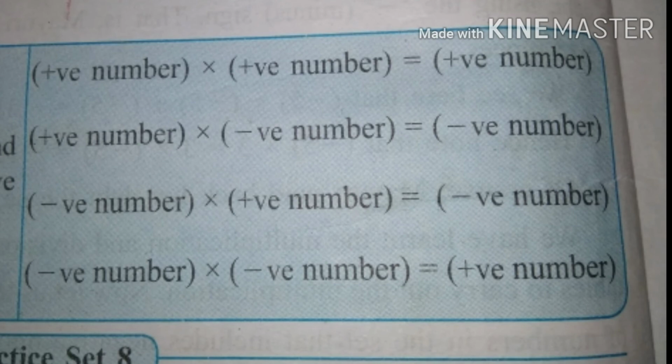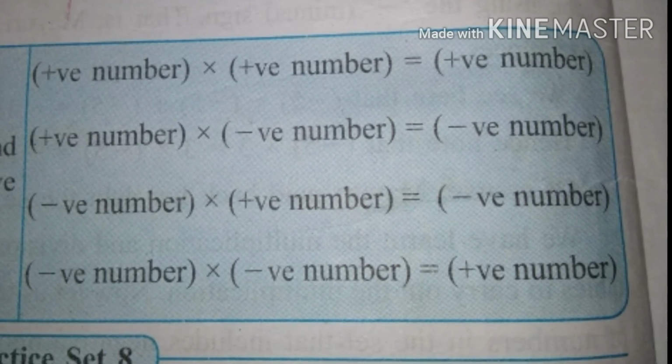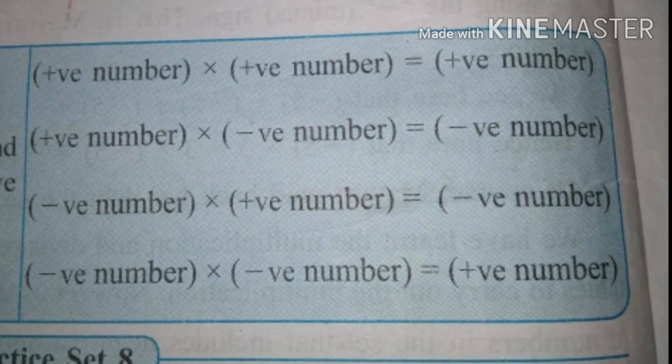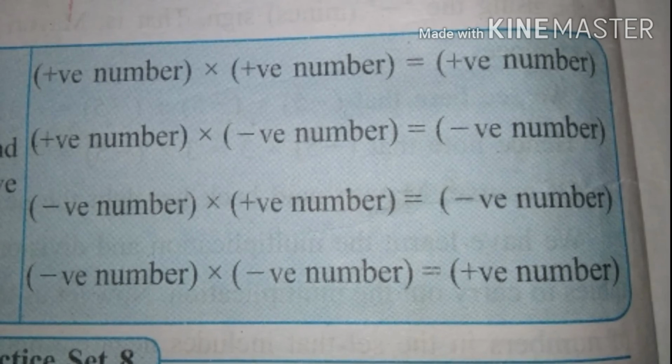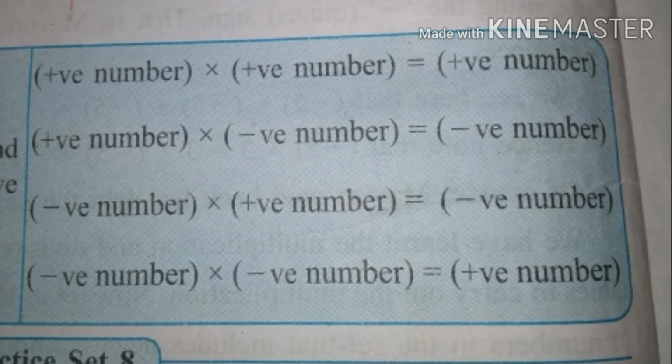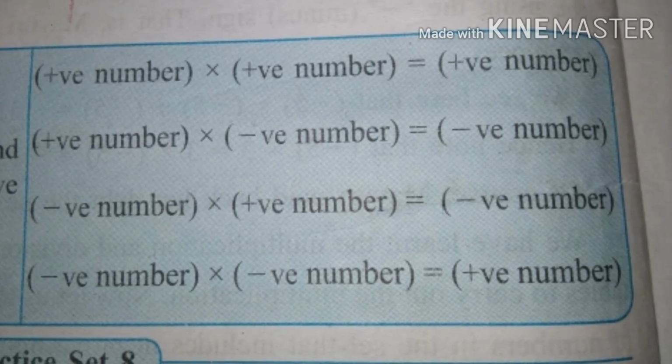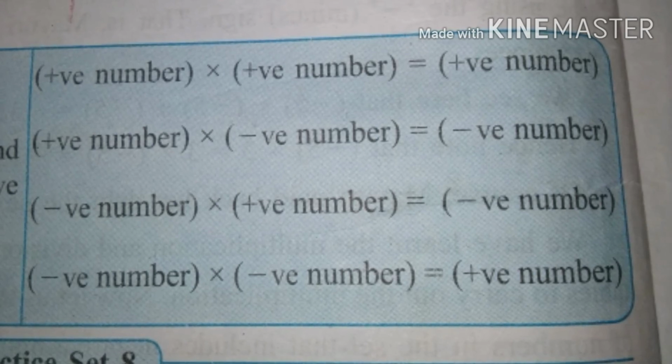Now another rule of integers: plus number multiply plus number, you get a plus number also. The second rule: plus number multiply negative integer number, you get a negative integer number.